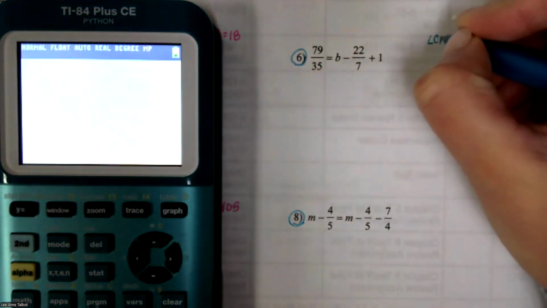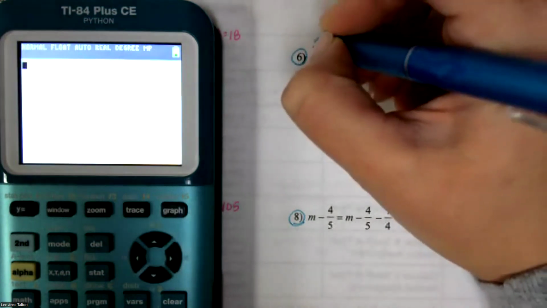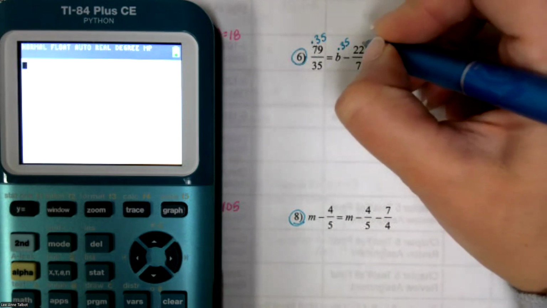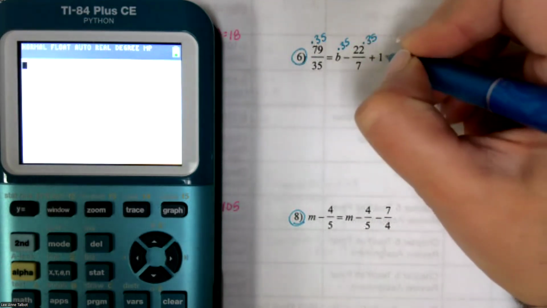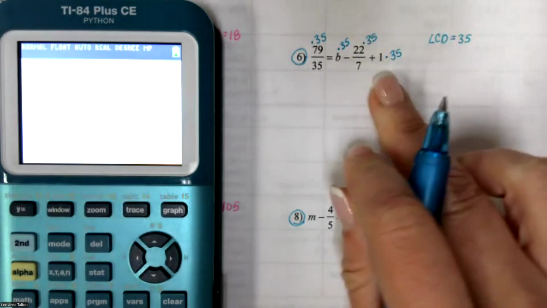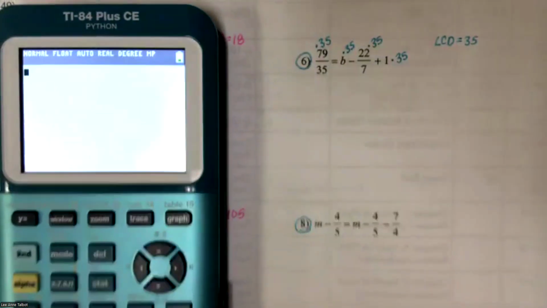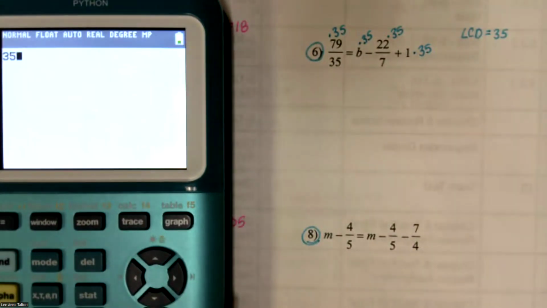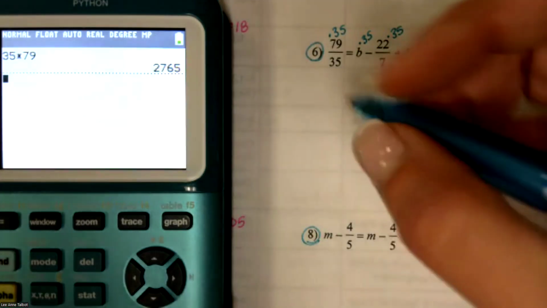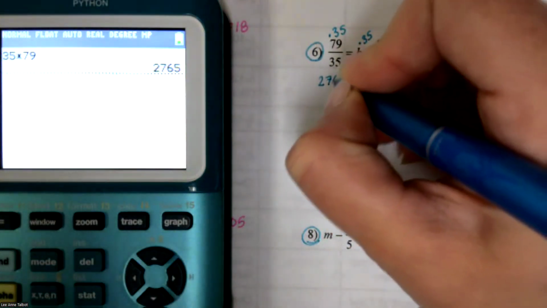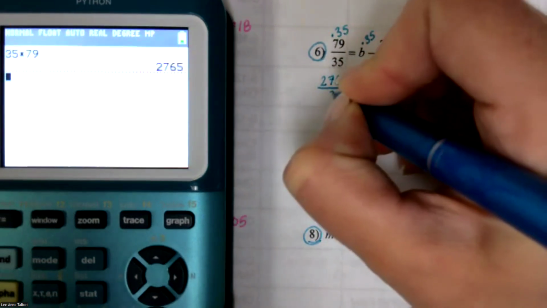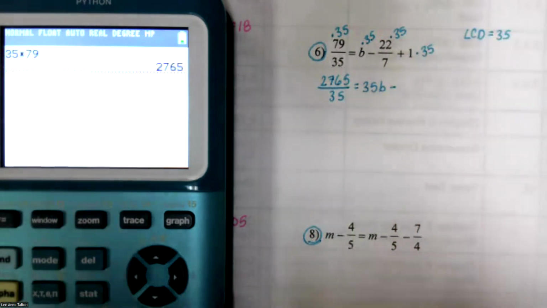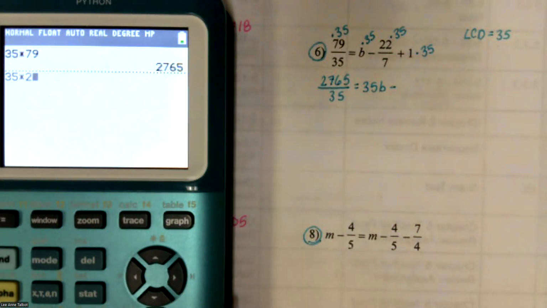35. Excellent. So I'm going to go times 35. Make sure to times 35 on the B, times 35 on the 22, and also make sure to times 35 on the 1. So we have to be really careful, times 35 on everything. 35 times 79 is going to be some gigantic number. And 35 times 22 is going to be some gigantic number.